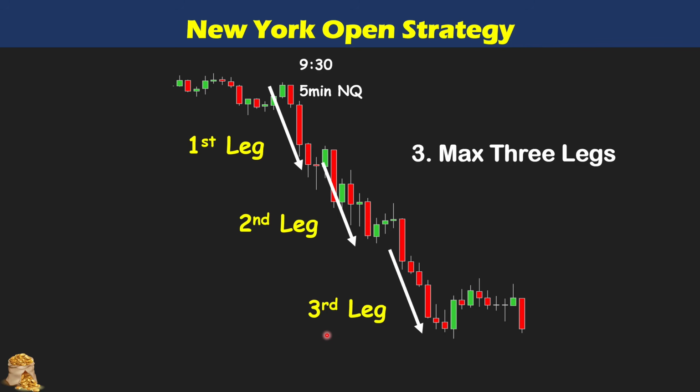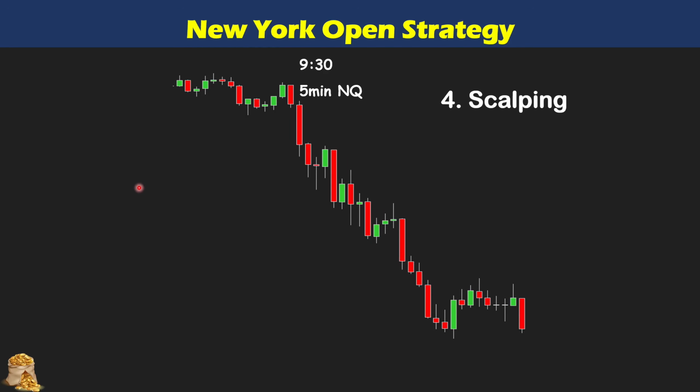So maximum 3 legs. And then the second leg has higher probability than the third leg. Sometimes there's no third leg. That's possible, so you need to watch out. Fourth, you want to scalp rather than swing, because for this strategy to work, we assume that the market will move very quickly. We just take the volatility in the very beginning of the market open, and then that's done. Do not wait until the end of the day.